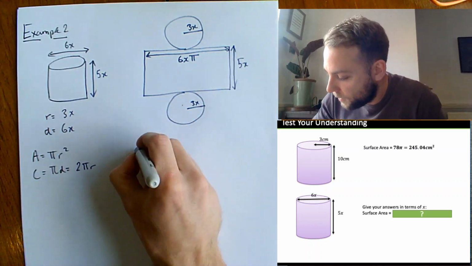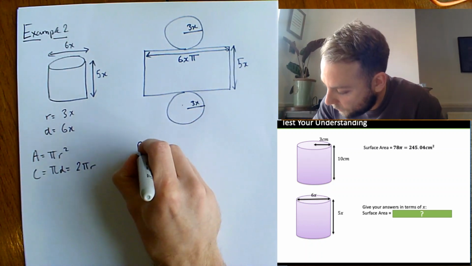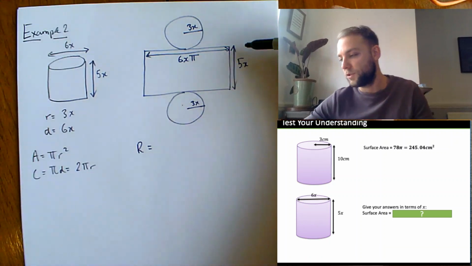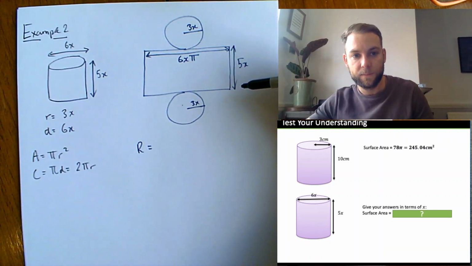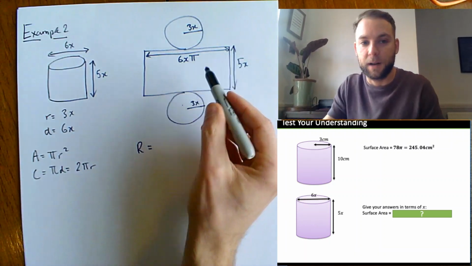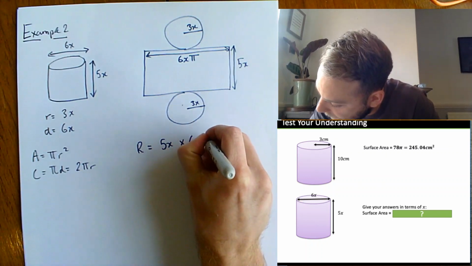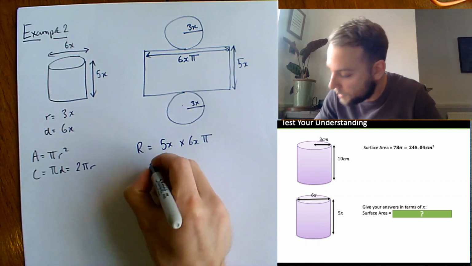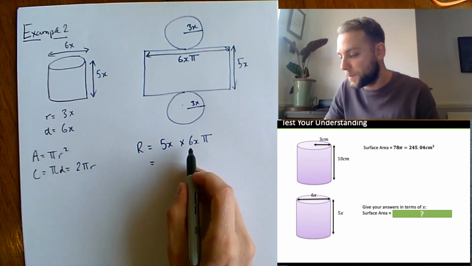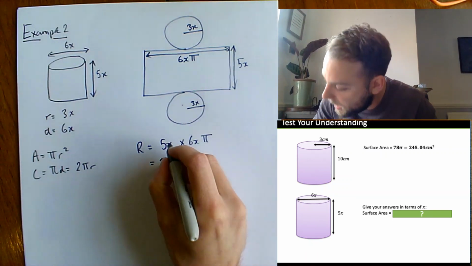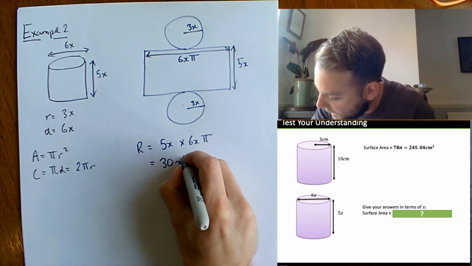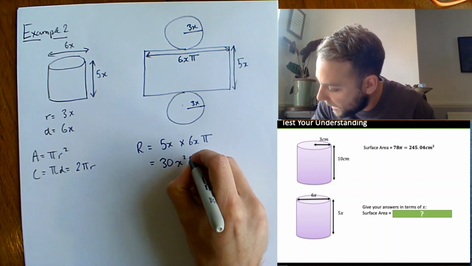So then let's do the rectangle first, which is equal to 5x times by 6x pi, which is equal to 5 times by 6 is 30. x times by x is x squared. So that's going to be 30x squared pi.